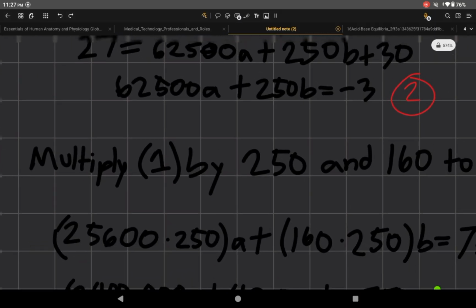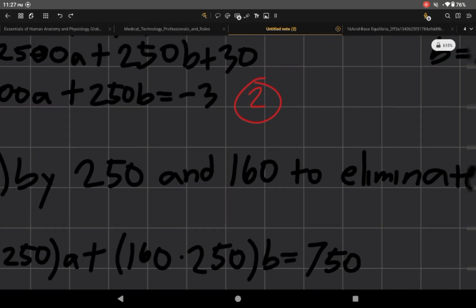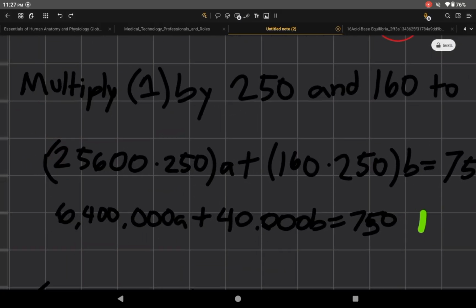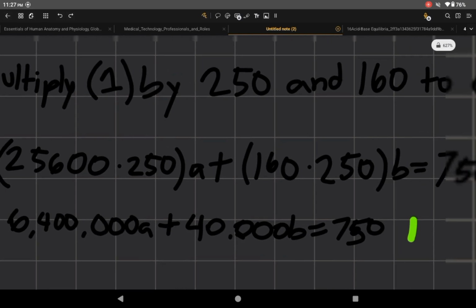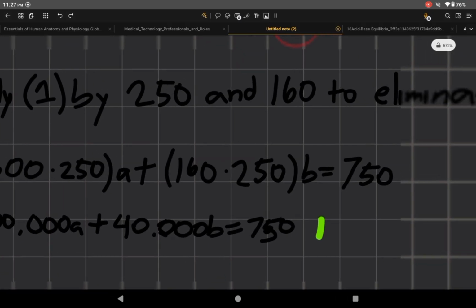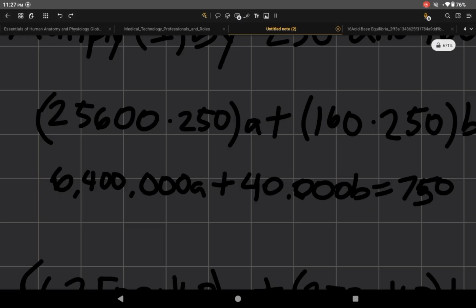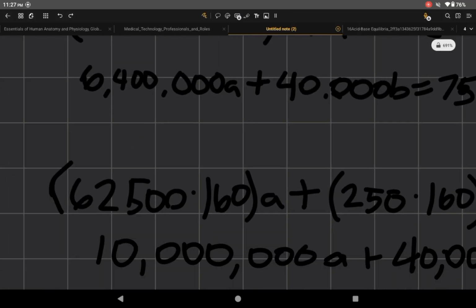Next is multiply the first equation by 250 and 160 to eliminate the B. So 25,600 times 250 and 160 times 250B is equals to 750. So our answer is 6,400,000A plus 40,000B is equals to 750. That's our first equation.